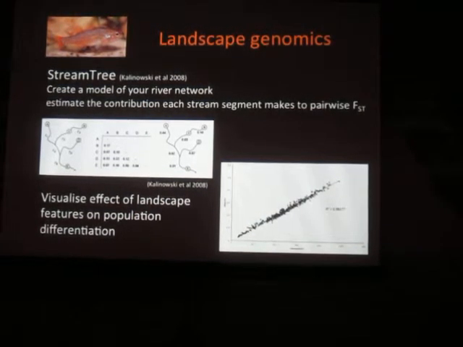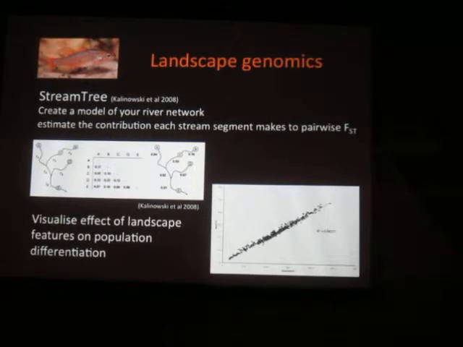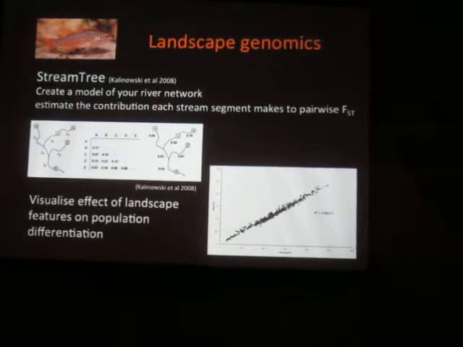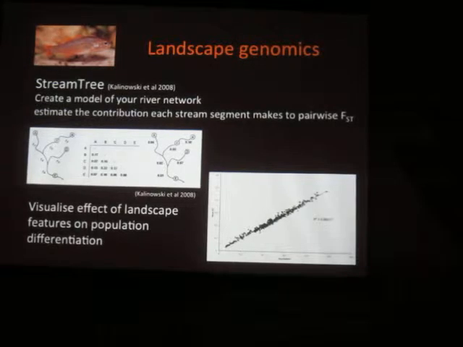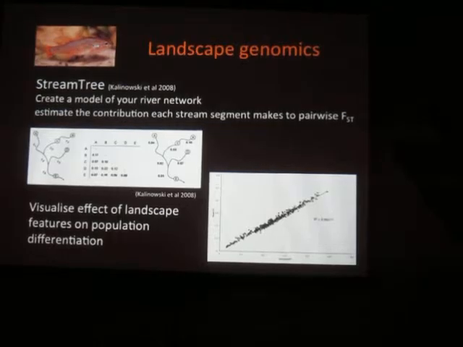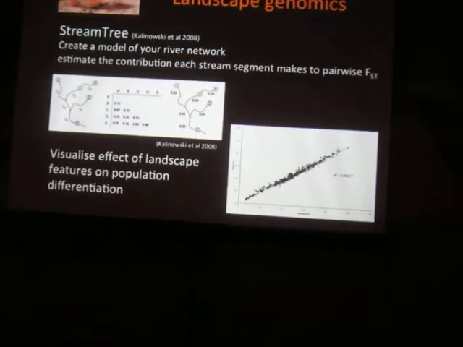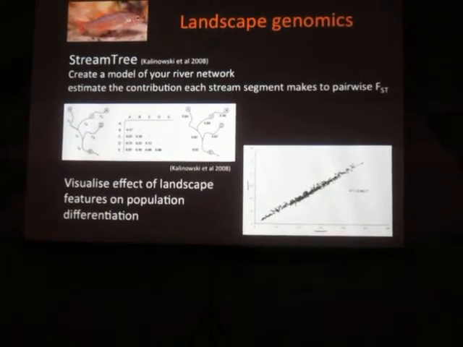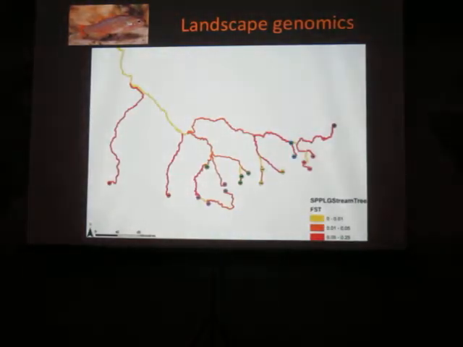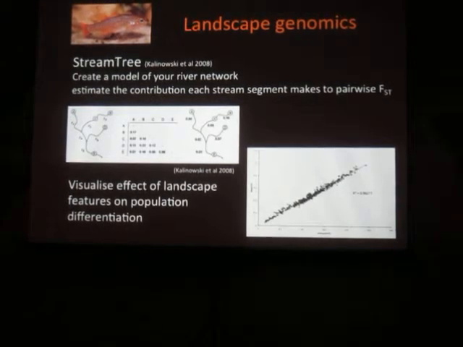And so when we want to move away from population genetics and move into landscape genetics, or genomics in this case, we're really asking what features of the landscape might be influencing the patterns of population structure that we actually see. And a really good model to explore this, in my case, is StreamTree. You give it a model of your stream network topology and a pairwise FST matrix, and it tries to estimate the contribution that each stream segment makes to FST.